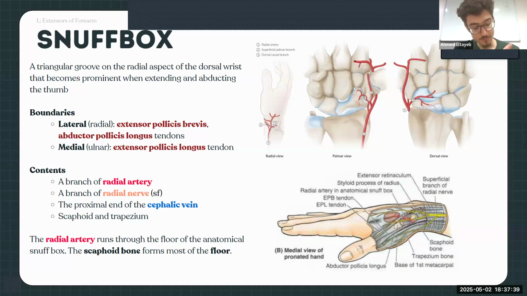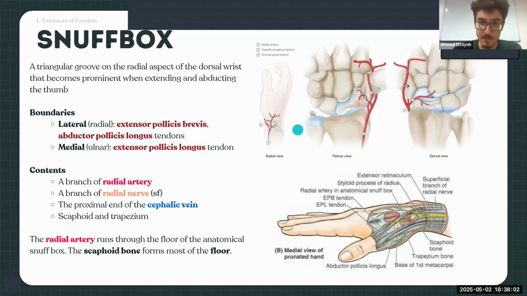So here, this would be our medial border, which is extensor pollicis longus. It's going to the pollex, responsible for extension. And then over here, we have two tendons. We're going to have abductor pollicis longus, and we're going to have extensor pollicis brevis. Okay? Abductor pollicis and extensor pollicis brevis.